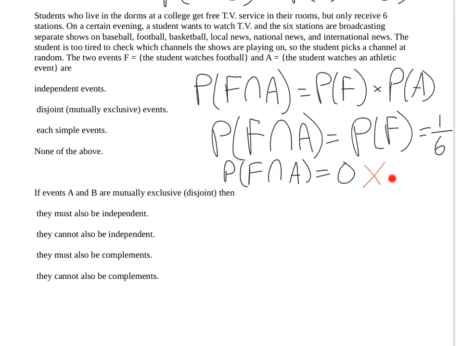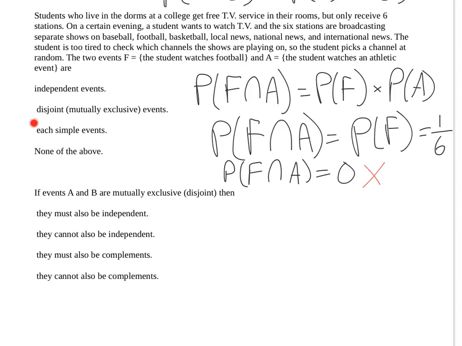You see what I'm saying there? So therefore, it can't be a mutually exclusive event. It can't be disjoint events. They can't be disjoint events, because it's possible for them to happen at the same time. If you're watching football, you're watching an athletic event. Boom. Happening at the same time.